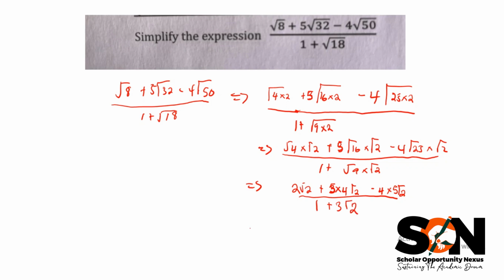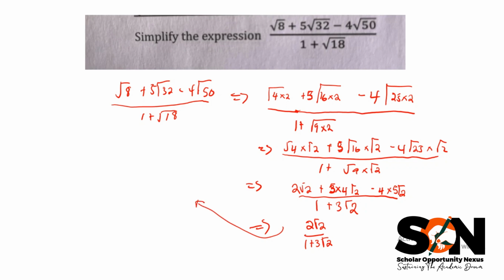So if you do that calculation, you see that here you get 20 root 2. You also get negative 20 root 2. So they'll cancel out and you get what? 2 square root of 2 all over 1 plus 3 square root of 2. So this is what you get. So after getting this, let me continue here.